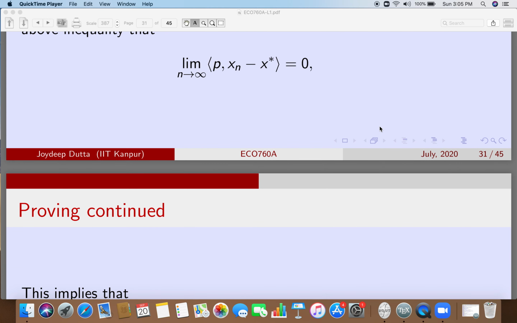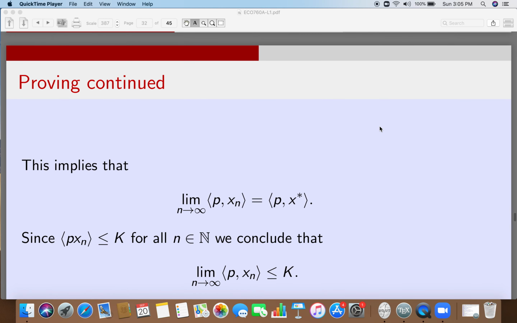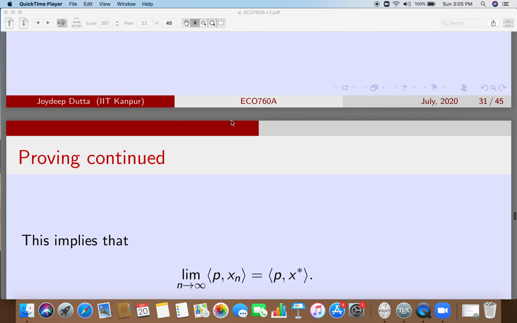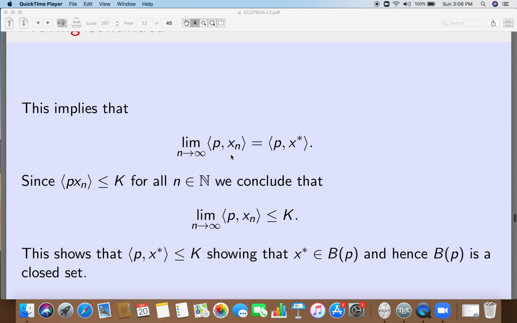So you might ask, how does it prove that x star is also in C? Let us see. What do I get from here? If I go by the rule of the inner product, this is nothing but the inner product of P with xn minus the inner product of P with x star. So this implies that the limit of P of xn is equal to P of x star. Since P xn is less than or equal to k for all n, we can conclude that this limit of P of xn is less than or equal to k.